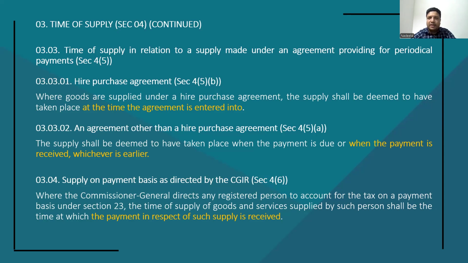Now, as an example, if you supply goods today, if you deliver the goods today and if you issue the invoice today, giving a 3 months credit period to your customer to make the payment, right? Can you wait till you get the money to make the payment to the government? No, you can't. As per the time of supply concept, today is the time of supply. You deliver the goods, you issue the invoice, right? So you can't wait till you collect money from your customers to pay your VAT.